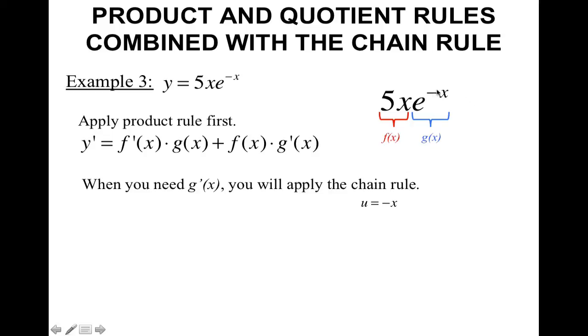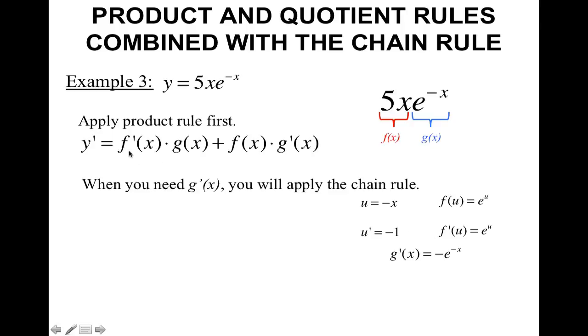So my inner function is negative x. So my outer function is e to the u. Take the derivative of both. So u prime is negative 1 and the derivative of the outer is e to the u. Multiply them together and replace u with whatever my inner function was, which in this case is negative x. So now I have g prime.